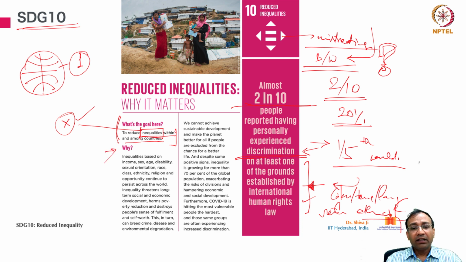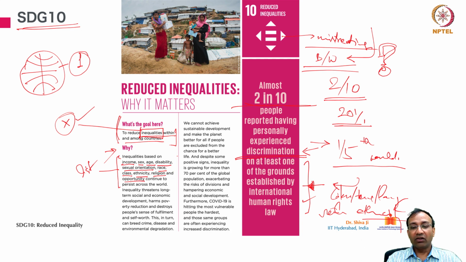Why is this needed? Inequality based on income, sex, age, disability, sexual orientation, race, class, ethnicity, religion, and opportunity continues to persist across the world. These are some listed over here. You can see the list.